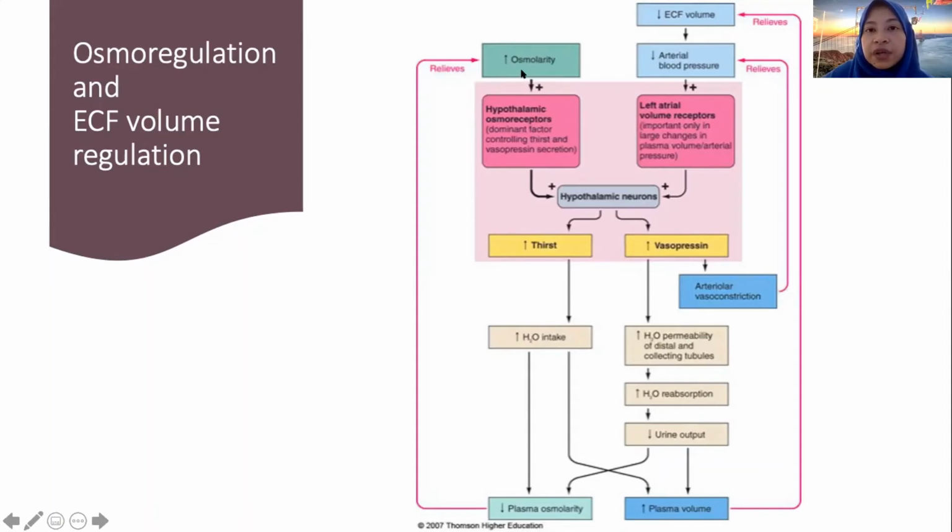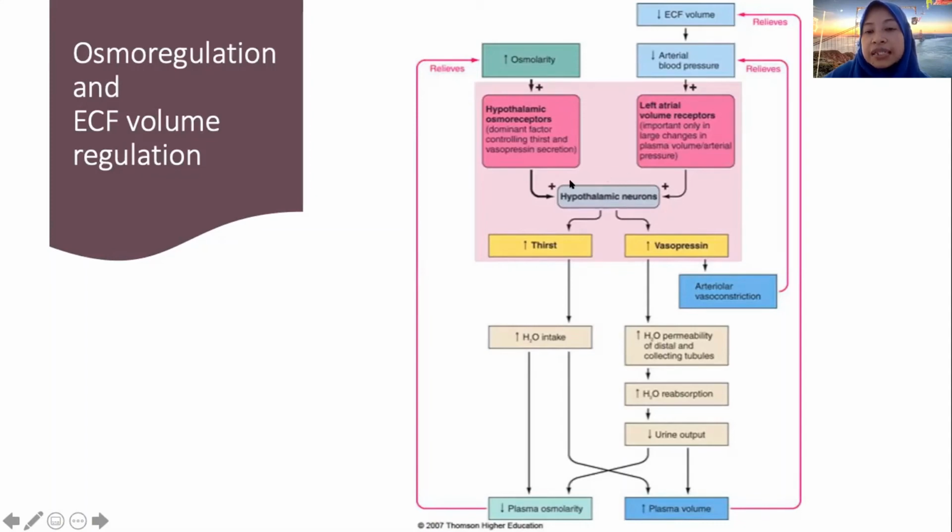Say if you have an increase in osmolarity, for example, if you are taking a very salty crisp or salty food, the increase in osmolarity stimulates the osmoreceptor, which then stimulates the pituitary to release vasopressin, also known as the antidiuretic hormone. It will increase the water reabsorption in the kidney and there will be reduced urine output. Eventually, your plasma volume will increase. At the same time, your plasma osmolarity will also decrease to normal.